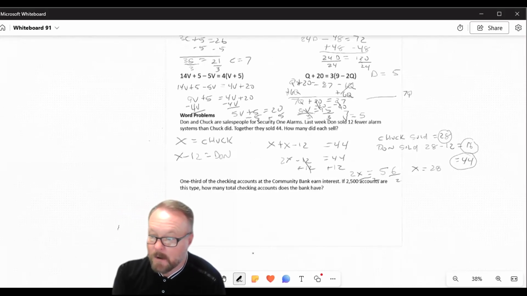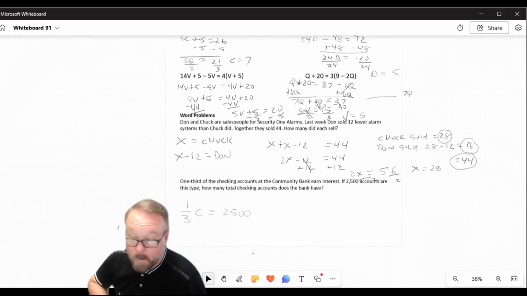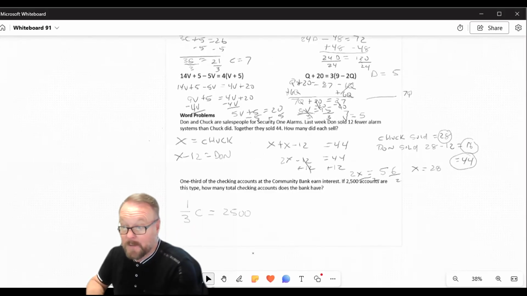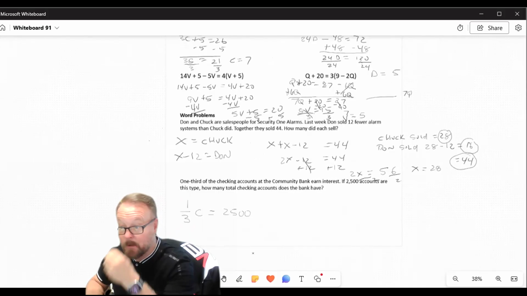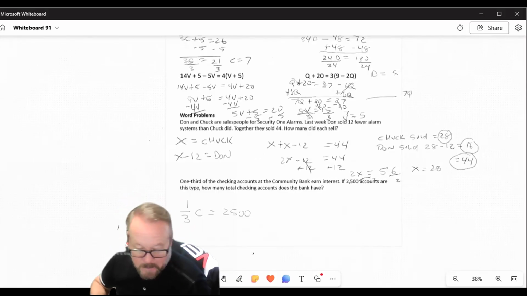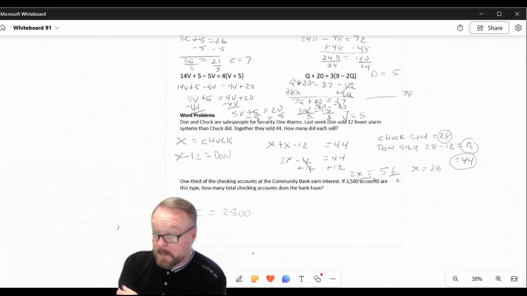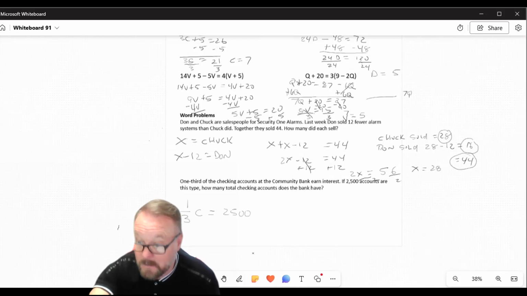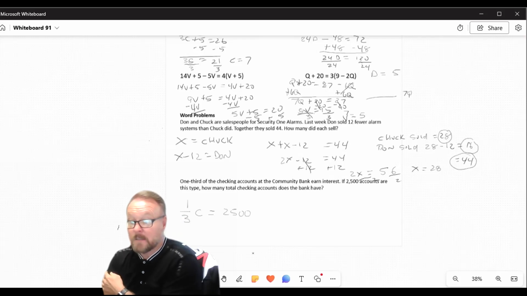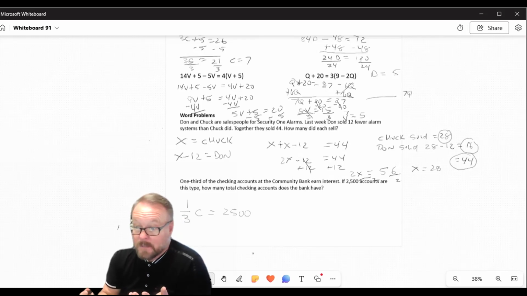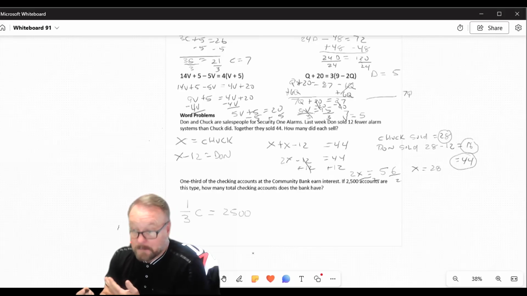So, 1/3 of the checking accounts equal the 2,500 accounts. We know that the 2,500 accounts is representative of 1/3 of all their checking accounts. So I pretty much wrote it out: 1/3 of checking accounts, where C represents the checking accounts, equals 2,500. So how many total do they have?